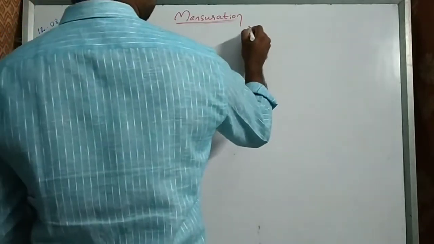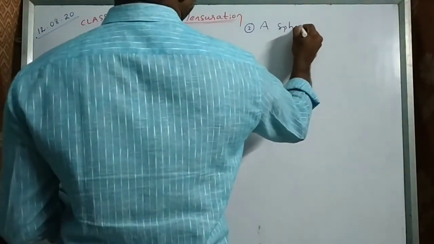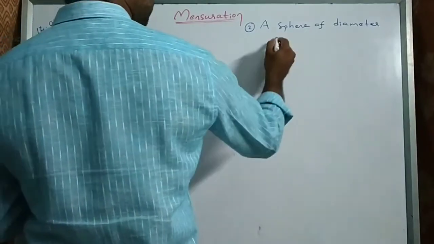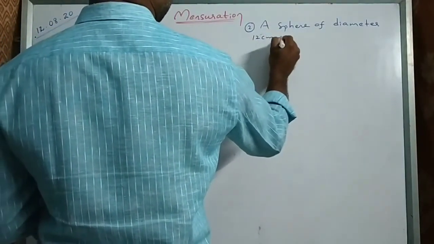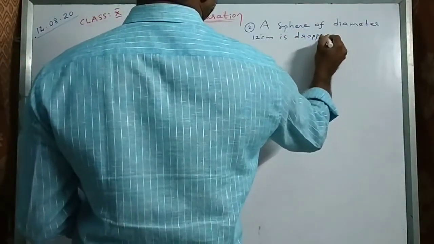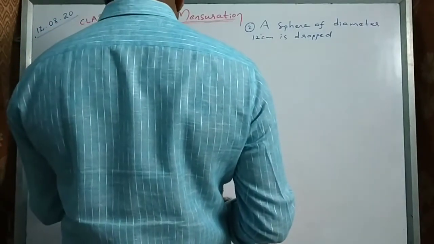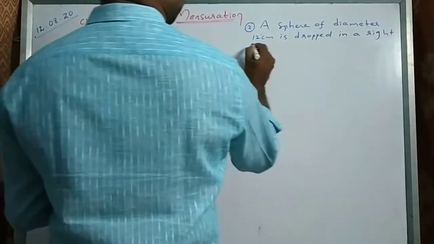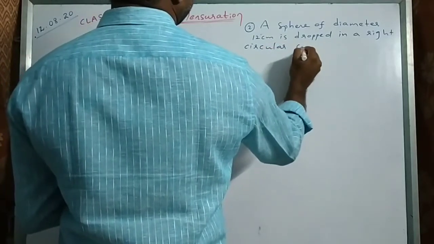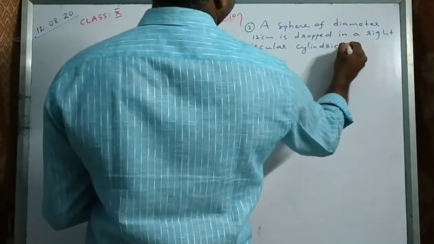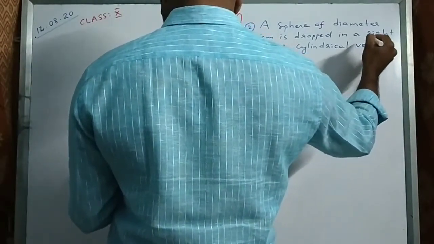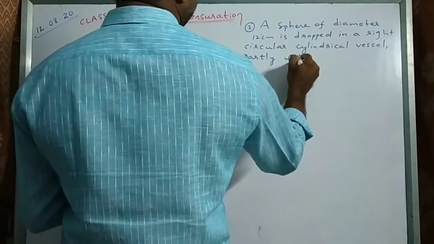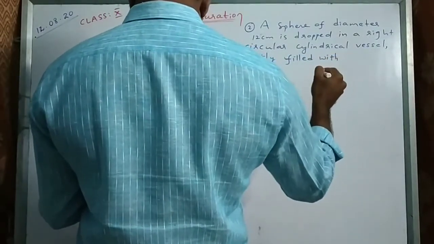Second problem. A sphere of diameter 12 cm is dropped in a right circular cylindrical vessel partly filled with water.